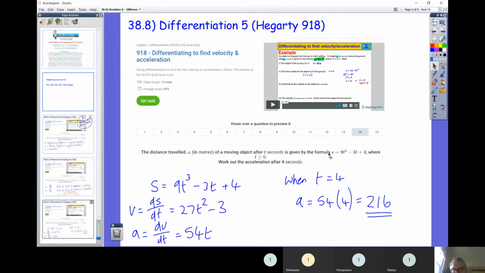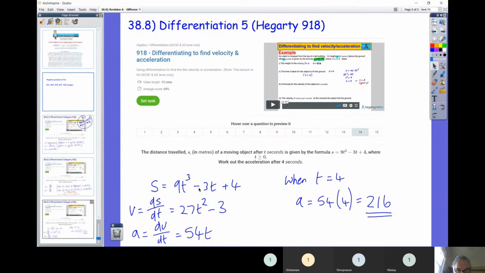s equals 9t cubed minus 3t plus 4. We differentiate it first of all. That's ds/dt, and that gives us the velocity. Remember how you differentiate: you go from term to term, multiply by the current power, and then reduce the power by 1. So 9 times 3 is 27, and t cubed becomes t squared. So 9t cubed becomes 27t squared.